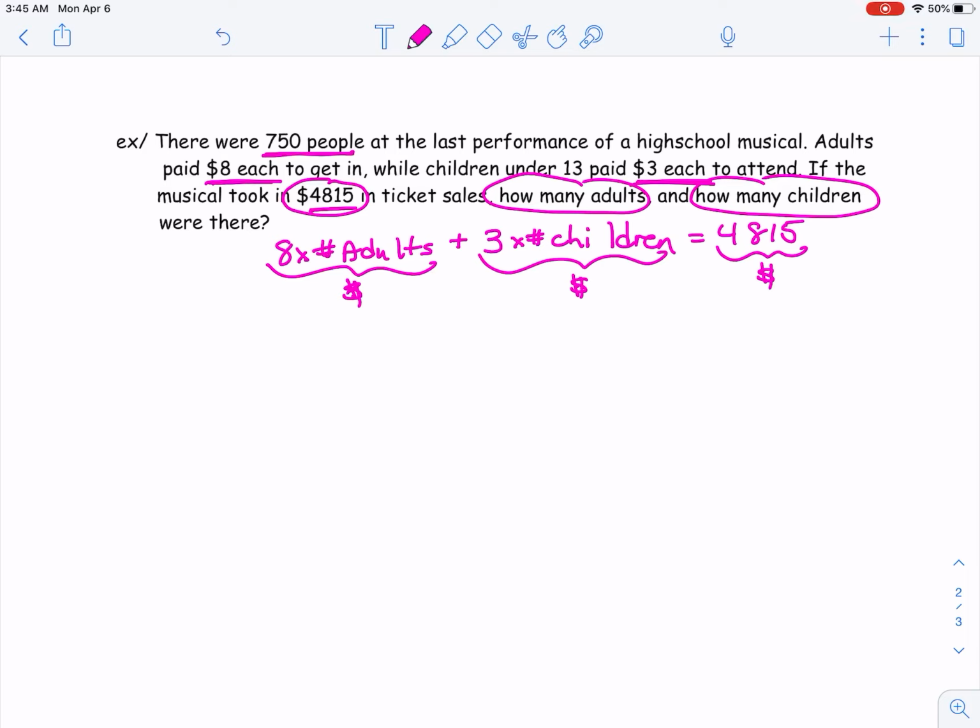Okay, so how many adults and how many children were there? Generally, the last sentence in a problem will tell you what your unknowns are that you have to find. So you pick one of the things that you have to find and you let it be a variable. So in this case, I'm going to say let A represent the number of adults.